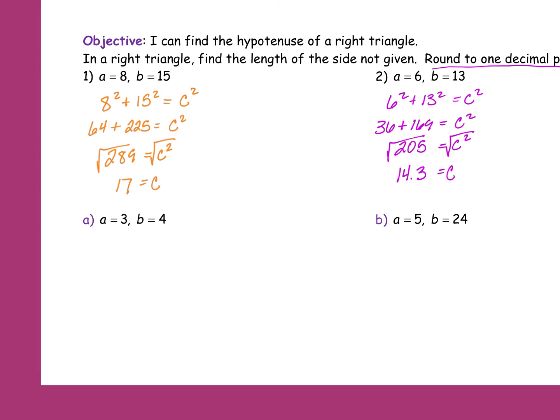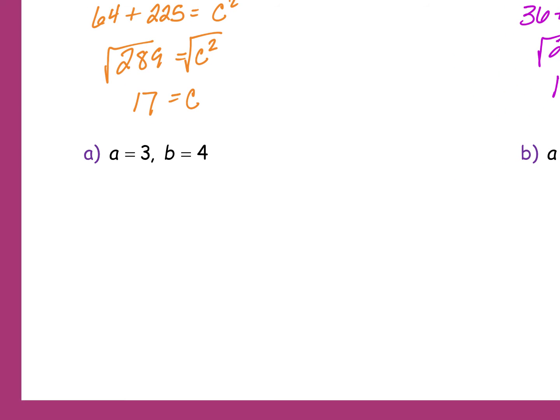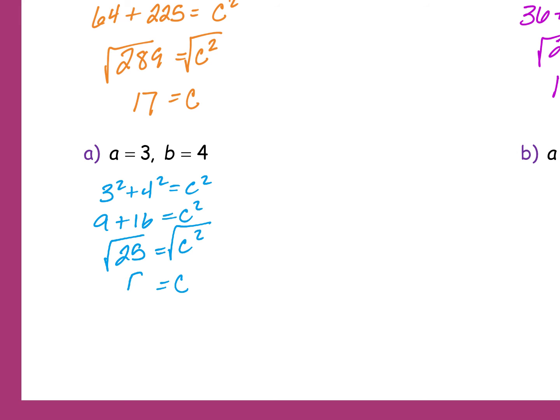Oh, I already know A. Okay, here we go. 3 squared plus 4 squared equals c squared. 9 plus 16 equals c squared. 25. The square root is 5. I just know that 3, 4, and 5 is the right triangle.